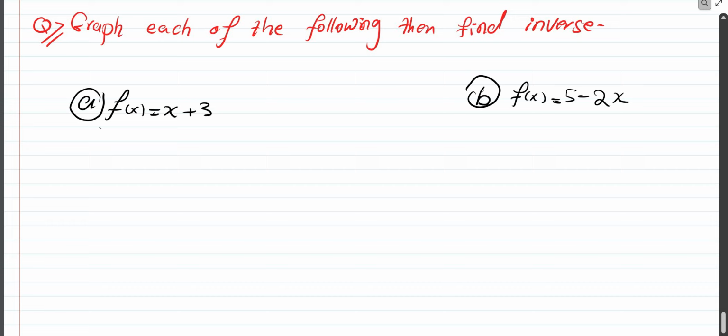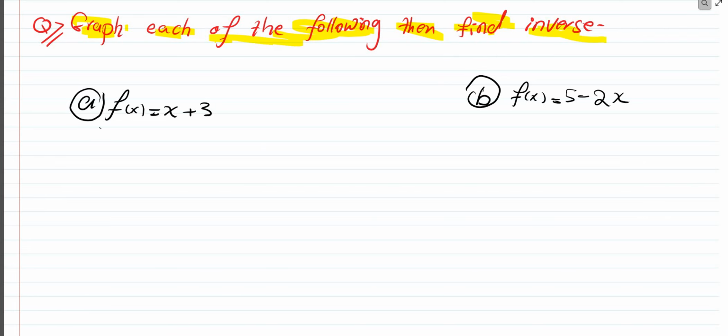Okay, dear students, look at these two questions. The question is saying, graph each of the following, a and b, then find the inverse. So what's the inverse? Inverse means f of negative 1 of x. So we need to find f negative 1 of x, or inverse of f of x, plus graphing the function. Graphing the f means you will graph the given function, then you'll find the inverse. To graph the function, we have different ways. We have the table way, we have a lot of ways to graph the function. The best one, the easiest one, is intercepts.